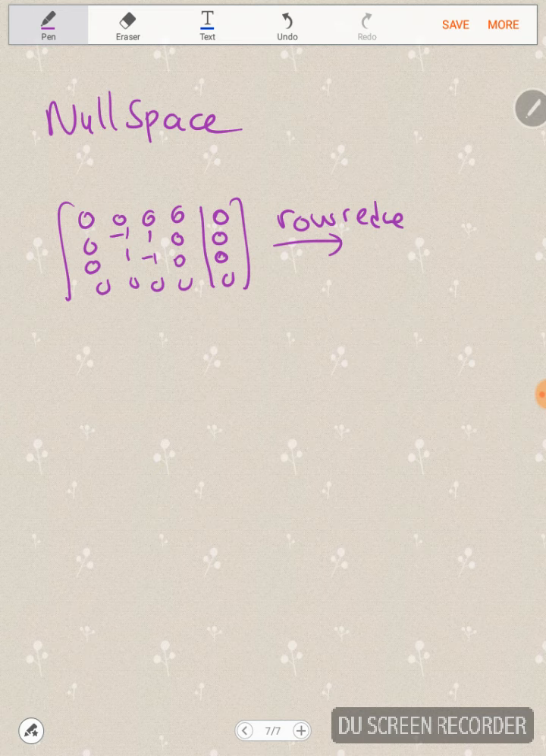I'm going to save us some time. I'm assuming that you can do row reduction. So you'll get this if you row reduce it: minus 1, 0, 0, 0. It's just one step really for this row reduction.